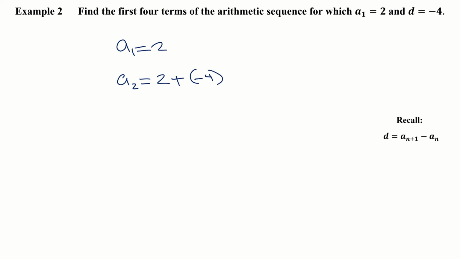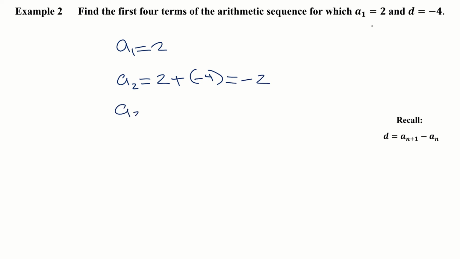Sometimes people get confused because they think, oh, the common difference is going to be positive. Not at all. We just said it has to be the same number that's added to each term to get the next term. So it doesn't mean that it has to necessarily be a positive number. So we end up with -2 for the second term.